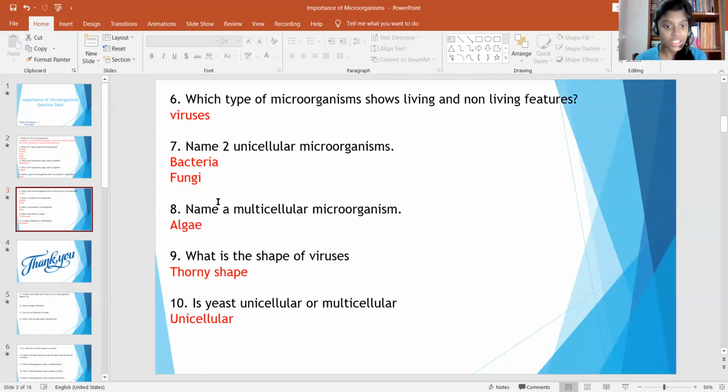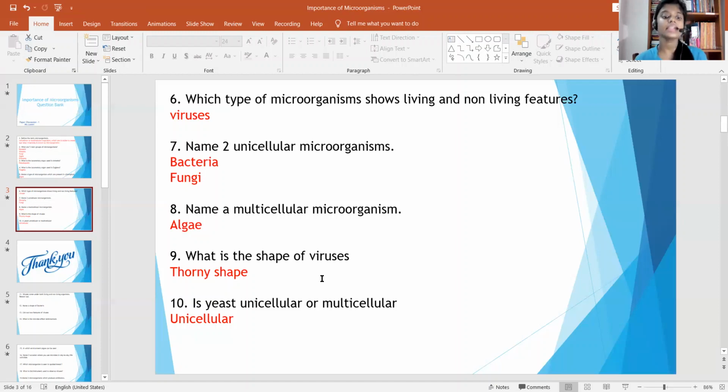Next one, name a multicellular organism. Multicellular means the microorganism with many cells. Algae. If they ask about organisms normally, we can say humans and animals also, they are multicellular, but they have asked about microorganisms. Among microorganisms, algae is multicellular. Next one, what is the shape of viruses? Shape like rambutan. It is thorny shape.